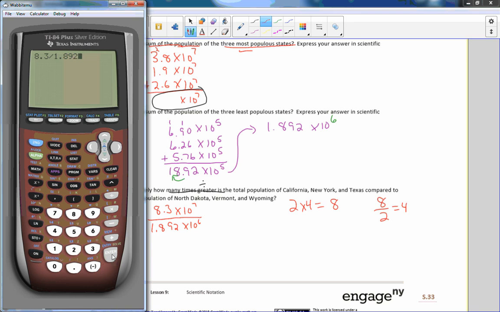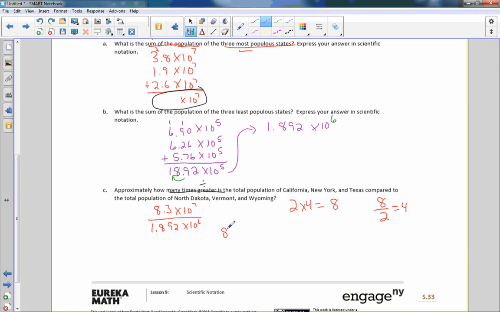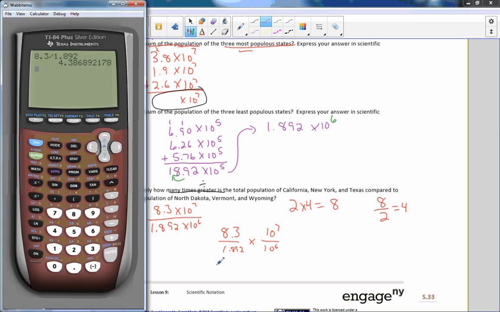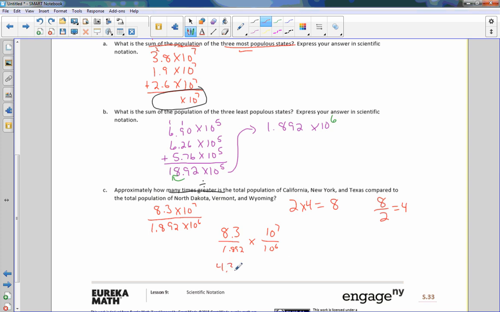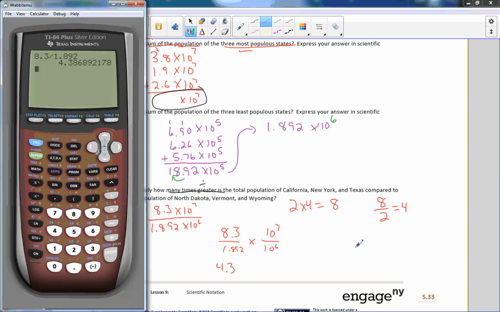Just focus on the number that we're multiplying by, the 10 to the power number. So what I'm really doing is I'm taking 8.3 divided by 1.892, and I'm multiplying it by 10 to the 7th divided by 10 to the 6th. That's what we're really doing. So my calculator said that that is 4.38689. So it's approximately 4.387. Let's go out 3 decimals.